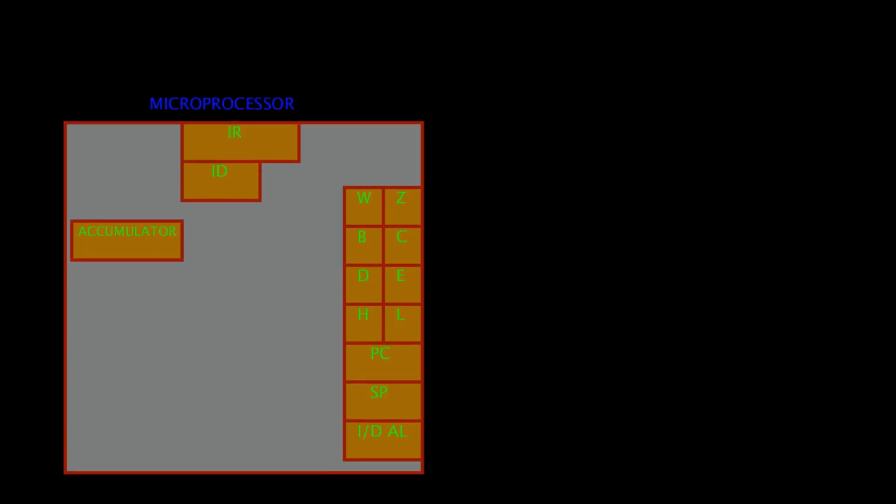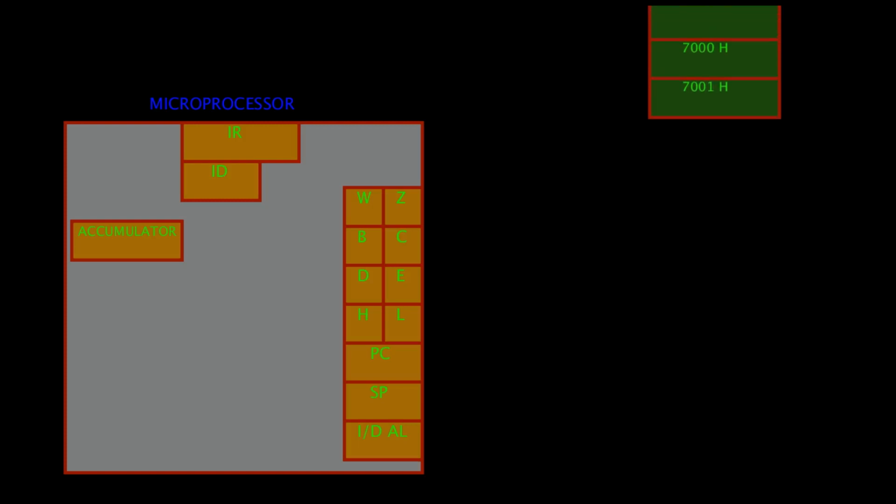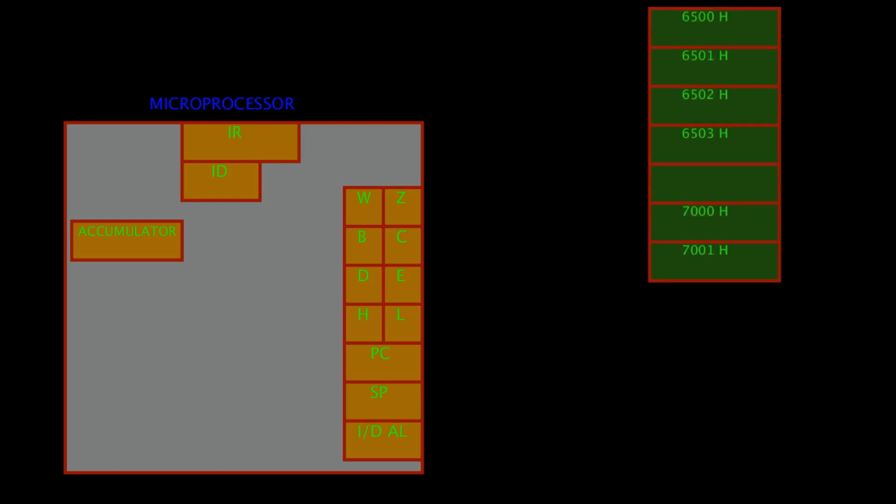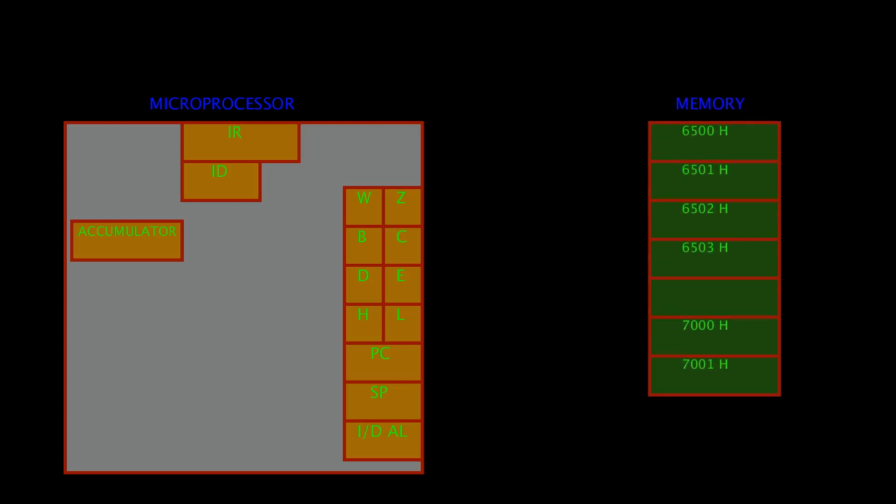And now this is our 8085 microprocessor containing all the basic units and registers. And now comes memory starting from location 6500H. And now this is our instruction STA 7000H. Now let's say accumulator contains a value 48 and program counter contains the address of the instruction, that is 6500H.